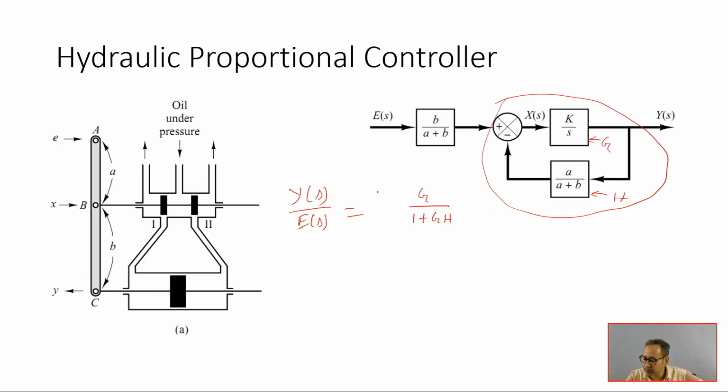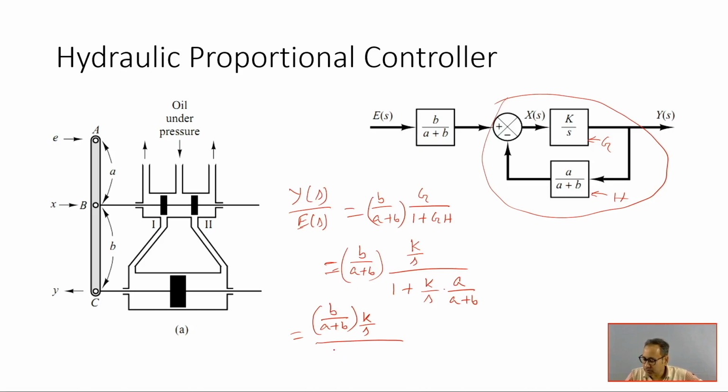This is multiplied by this B by A plus B. So this B by A plus B will remain as it is. G will be replaced by K by S, 1 plus K by S, and H will be replaced by A by A plus B. So that means this is your B by A plus B into K by S divided by 1 plus K by S into A by A plus B.